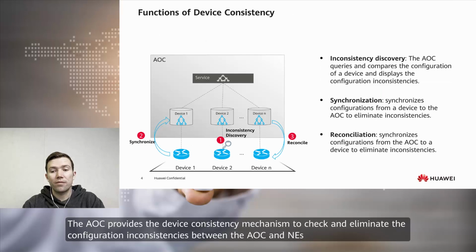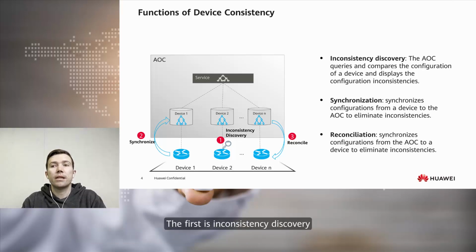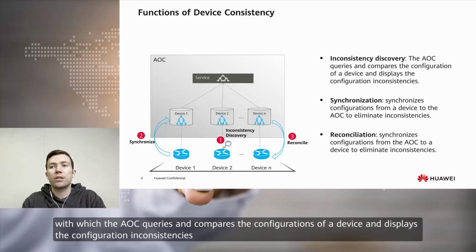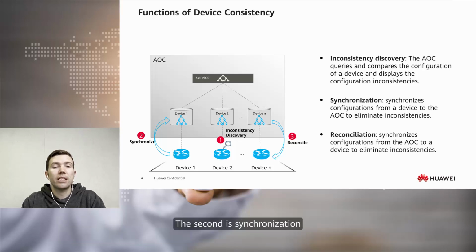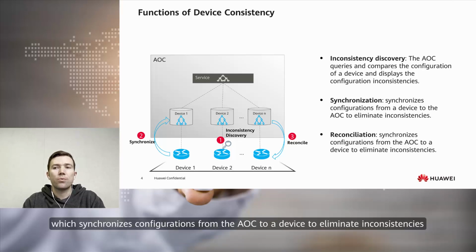The AOC provides the device consistency mechanism to check and eliminate the configuration inconsistencies between the AOC and NEs. The mechanism contains three functions. The first is inconsistency discovery, with which the AOC queries and compares the configurations on a device and displays the configuration inconsistencies. The second is synchronization. This function synchronizes configurations from a device to the AOC to eliminate inconsistencies. The third function is reconciliation, which synchronizes configurations from the AOC to a device to eliminate inconsistencies.